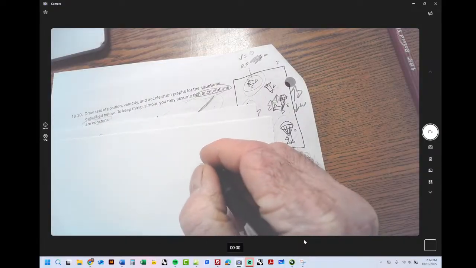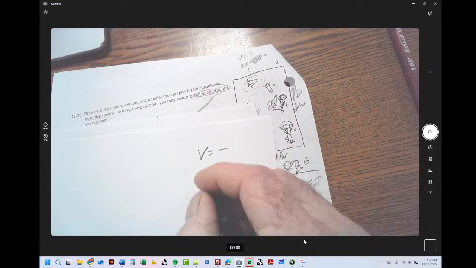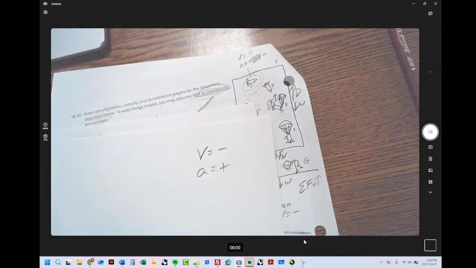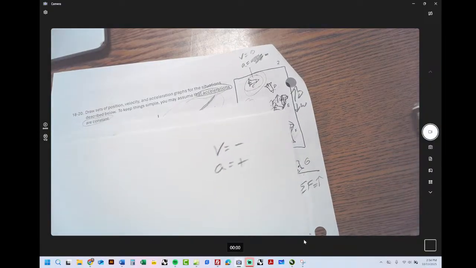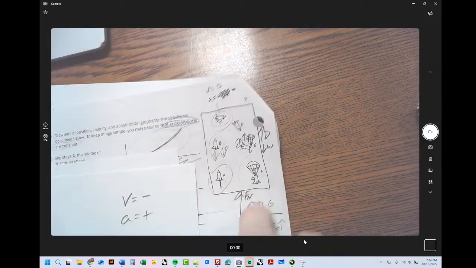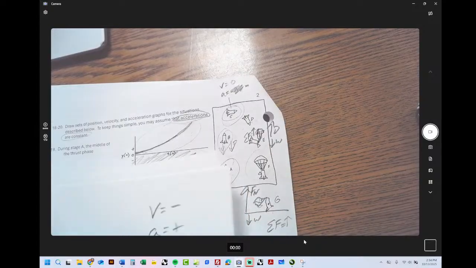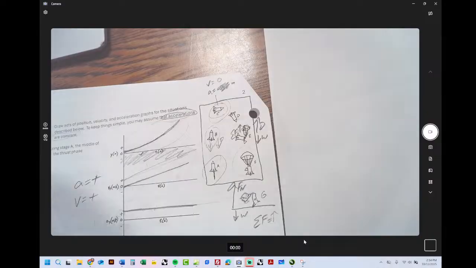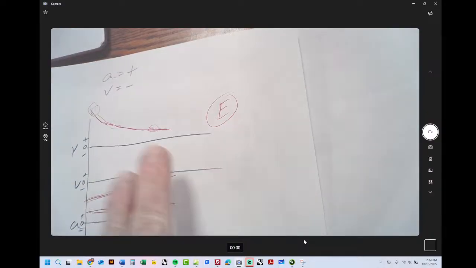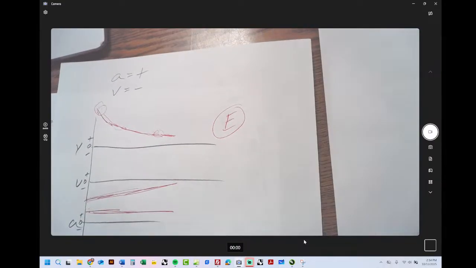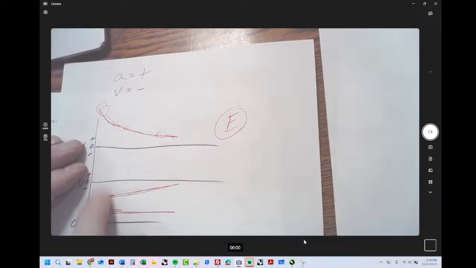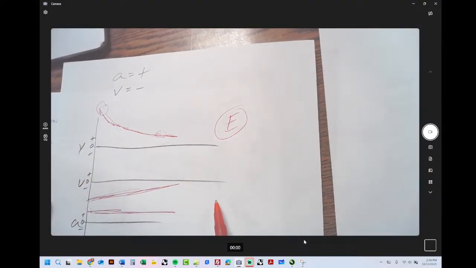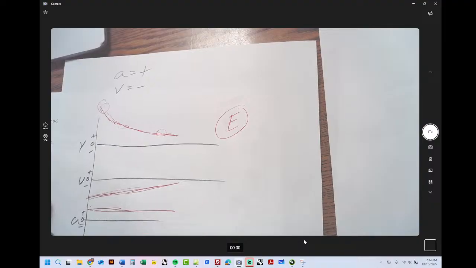So this would be negative velocity, positive acceleration. Feel like we've already done that one. That's basically the same as E. So if I go back to it, where is it? Yeah, negative velocity, positive acceleration. So these are what the graphs would look like during the impact with the ground.